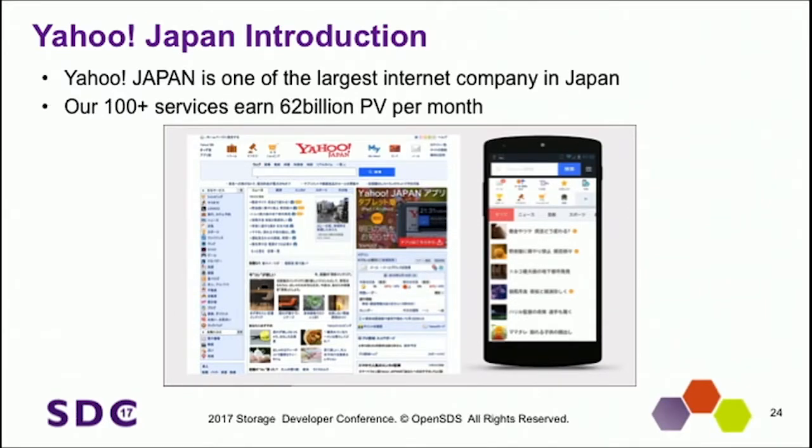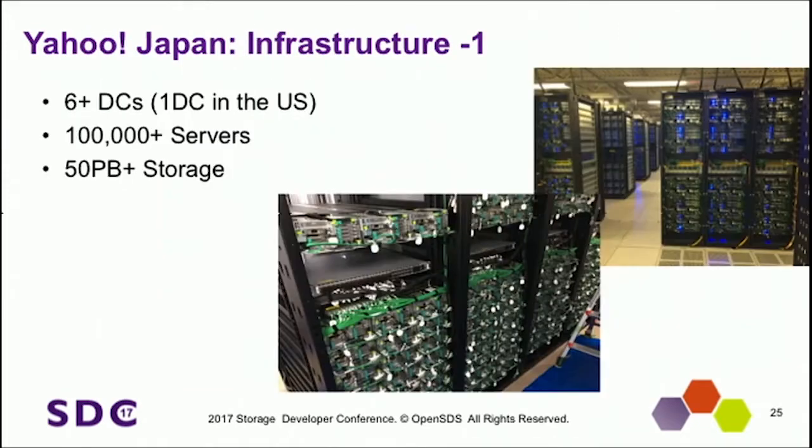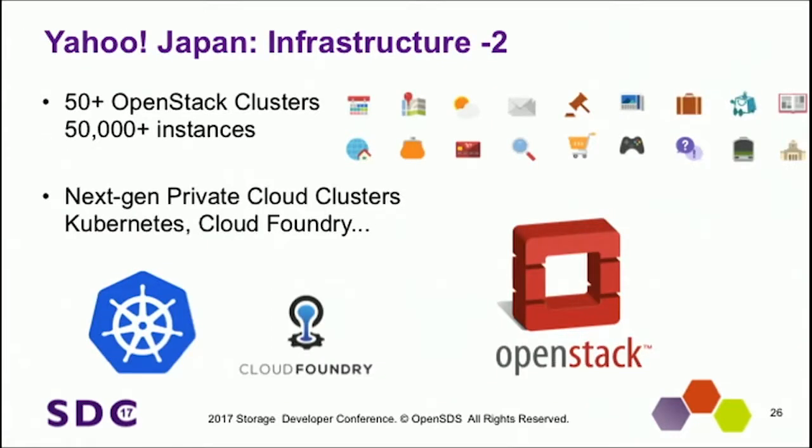As you see, they are one of the largest internet companies in Japan, 100 plus services, earning 62 billion page views per month. So it's pretty impressive. They have 6 data centers, 100,000 plus servers, 50 petabytes of storage, 50 plus OpenStack clusters, 50,000 instances, and of course the next generation. They have both Kubernetes and Cloud Foundry there with OpenStack.